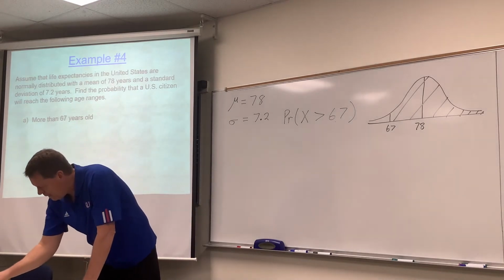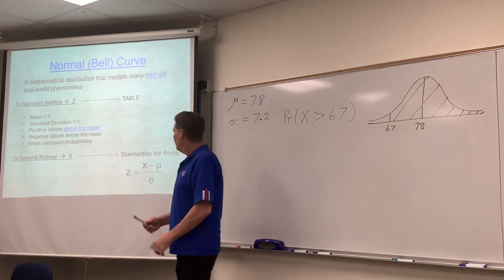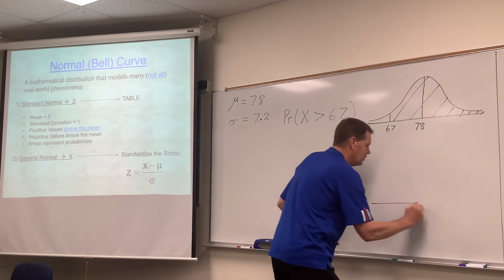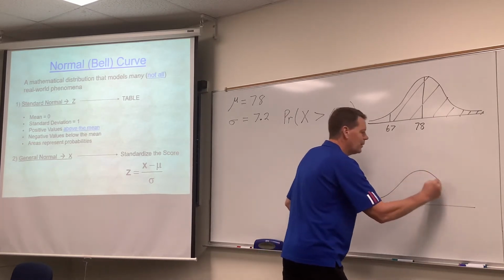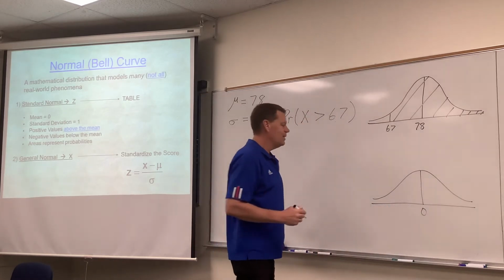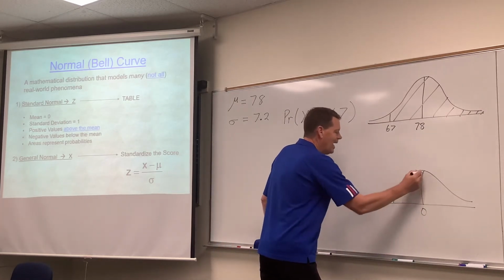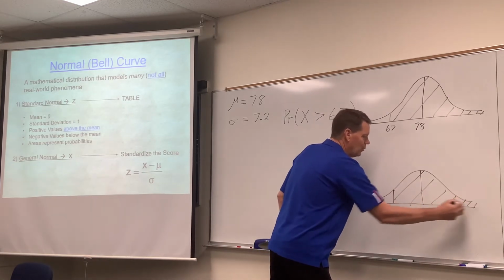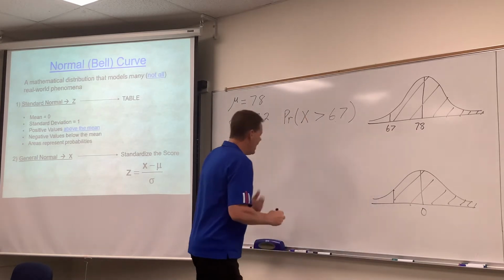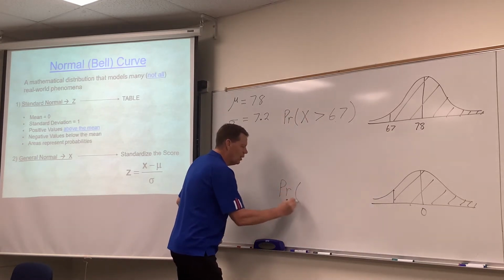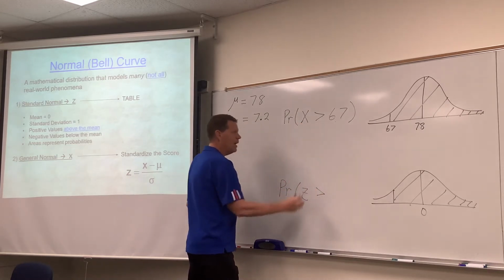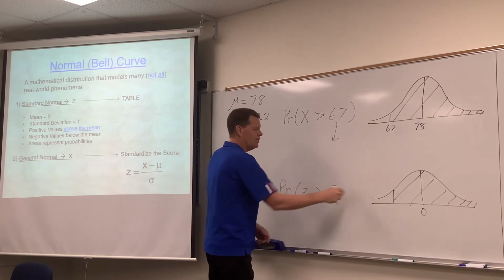Now, again, in order for us to be able to use our table, we've got to standardize things. So again, I would suggest that we put the standard normal bell curve underneath here. Again, that would be the bell curve with 0 in the middle that we worked with on assignment number 16. And we would have the same looking picture. We have a z-score below the mean, just like that age is below the mean. And we would want to standardize the score. So the variable x will transition into z. And we want to change that 67 years into a z-score.